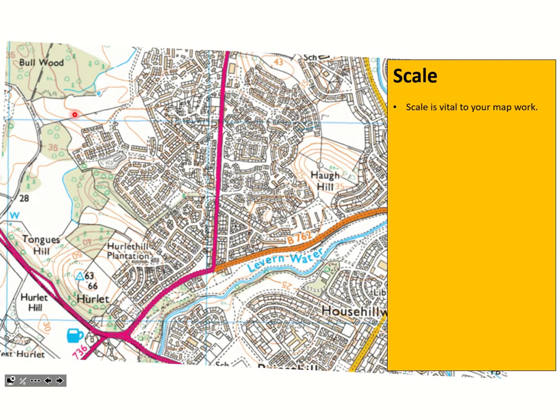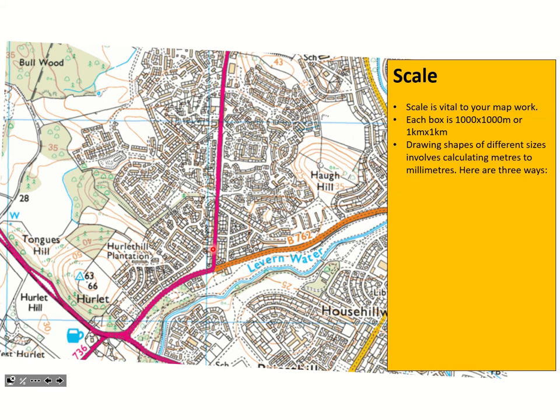Scale is absolutely essential to your map work. As I was mentioning, each box is 1,000 by 1,000 meters, or a kilometer by a kilometer. You will have to draw shapes onto the map to indicate where you would put different land uses or land use projects. You will need to convert from meters into millimeters. To do this, there are a number of different methods. The one that I prefer is to do distance in meters divided by the scale of the map times by 1,000. That will give you the answer you're looking for in millimeters when you draw it on a tracing overlay or on a piece of paper.